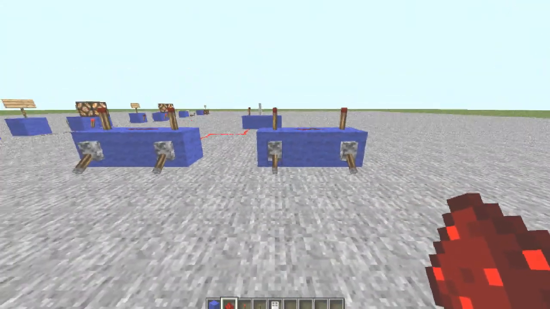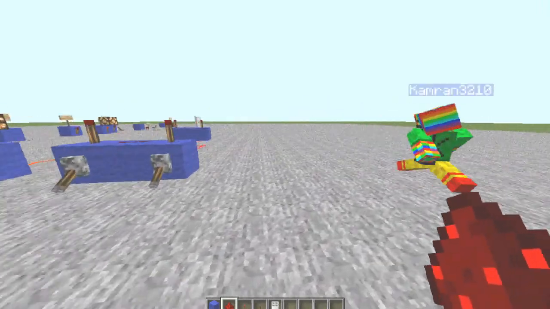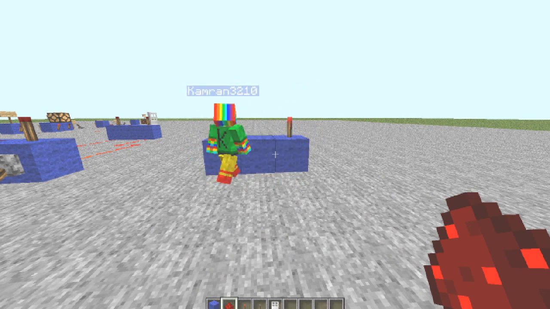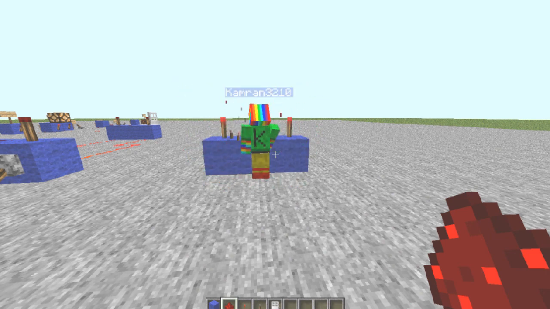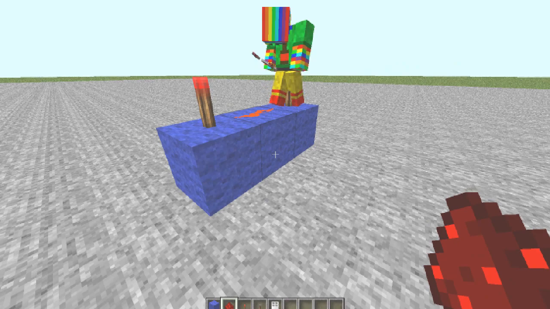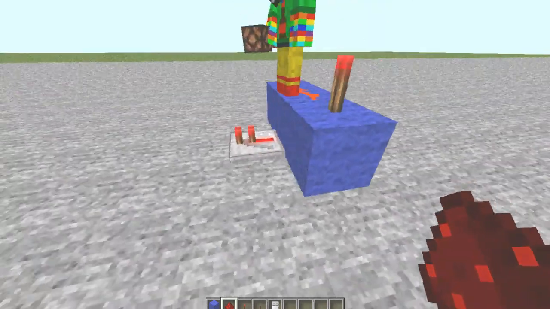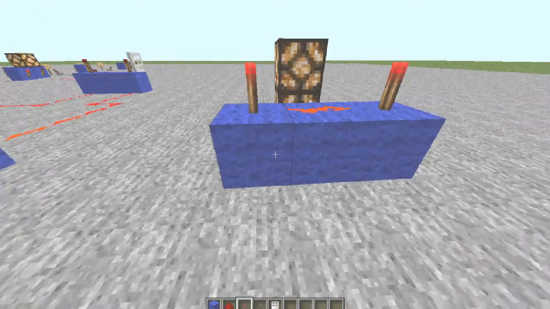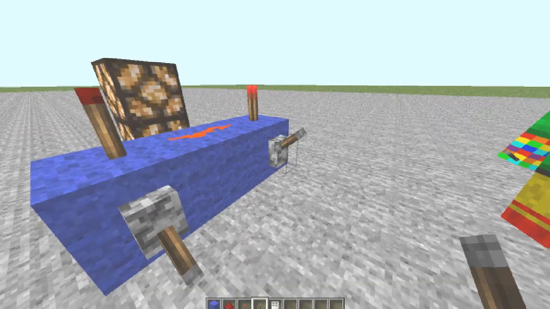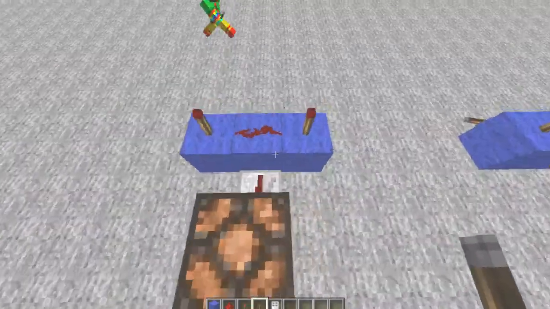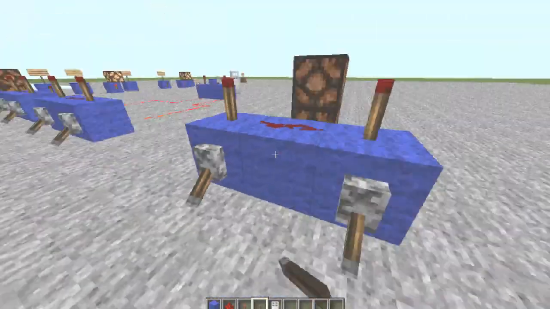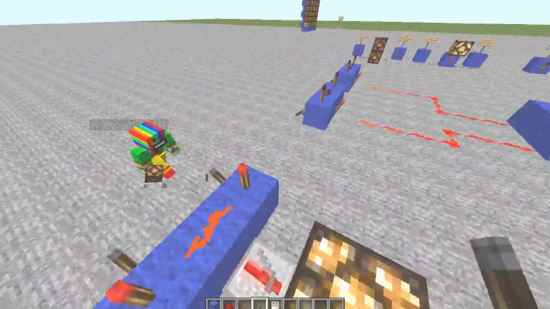Okay, so next thing is the NAND gate, a compact NAND gate. This is very similar to the compact AND gate. And oops, there. Instead of a torch, you put a repeater, and there's your output. And then you need to have these, right? So when they're both on, it's off. So down is on, up is off. So when they're both on, it's off. When one of them is off, it's on, or both.